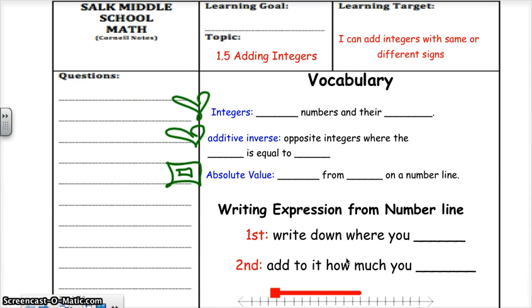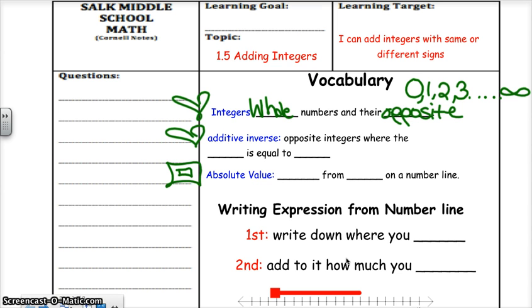Integers. The actual definition of integers is whole numbers and their opposites. Now, keeping in mind this is a subset of the real numbers. When I say whole numbers, I think of the word whole, like a mouse hole, and it looks like a circle, also known as zero. So zero is included in whole numbers. Whole numbers are 0, 1, 2, 3, all the way to infinity. Okay?